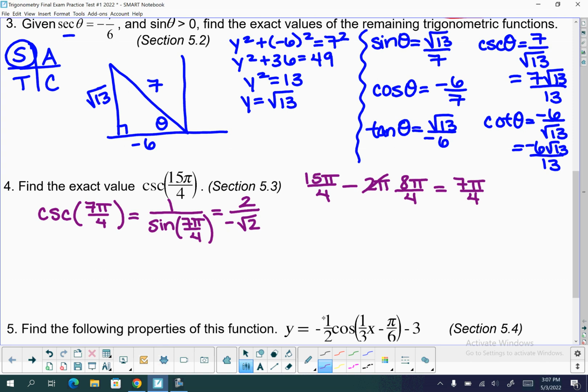We want to rationalize that, so I'm going to multiply by rad 2 over rad 2. That'll give me a 2 rad 2 on top. I'm actually going to put my negative in the numerator there. Rad 2 times rad 2 on the bottom just gives me 2. And then my 2's cancel, leaving me with negative square root 2.